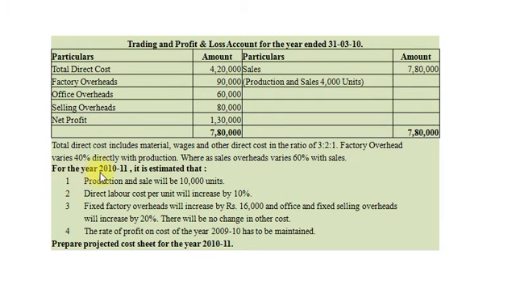For the year 2010-11, it is estimated that number 1, production and sales will be 10,000 units. Number 2, direct labor cost per unit will increase by 10%. Fixed factory overheads will increase by rupees 16,000. Office and fixed selling overheads will increase by 20%. There will be no change in other cost.